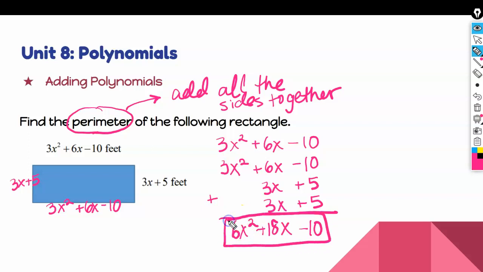That is the perimeter of the following rectangle. And it's okay that it's not a number, because guess what? They didn't give us numbers. So there's no way we could have found a number here.